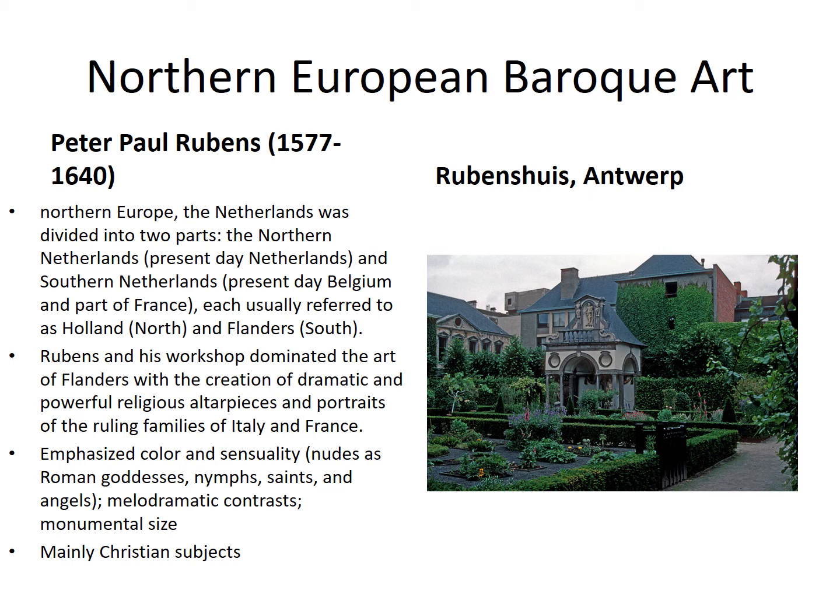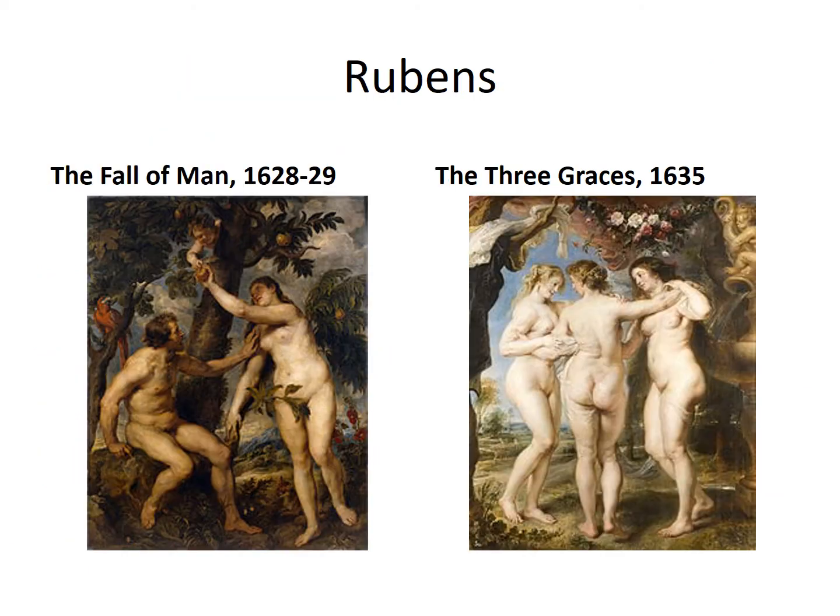Rubens and his workshop dominated the art of the Flanders school as we move into the Baroque period with the creation of dramatic and powerful religious altarpieces and portraits of the ruling families of Italy and France. Emphasizing color and sensuality, the nudes as Roman goddesses, nymphs, saints, and angels, all the same. Melodramatic contrast, monumental size, mainly Christian subjects, but not always. Rubens' Fall of Man is seen on the left and his Three Graces on the right.